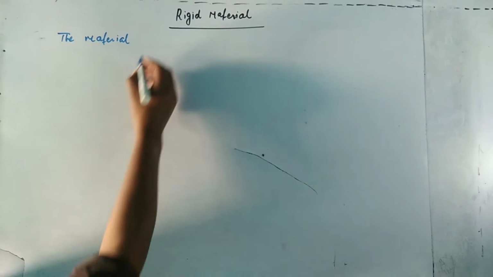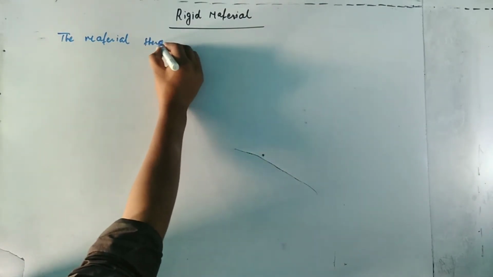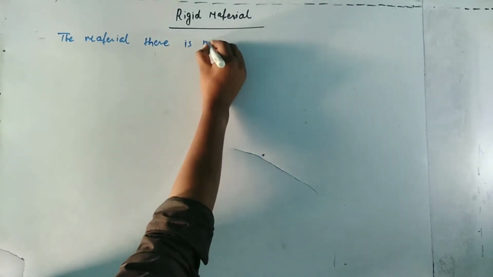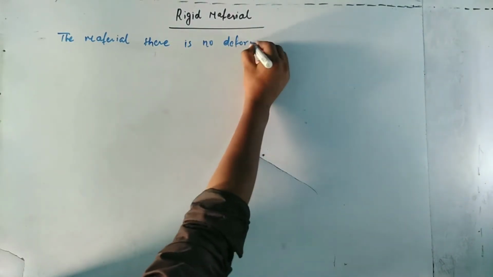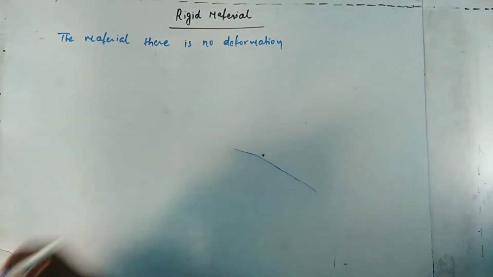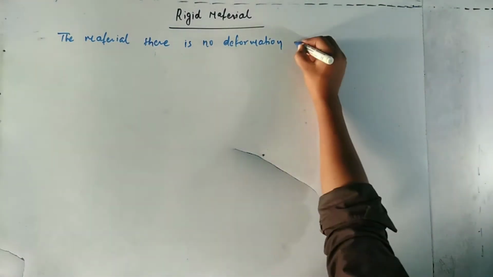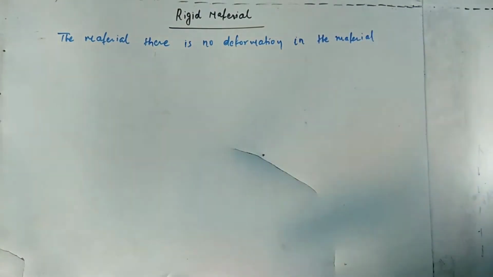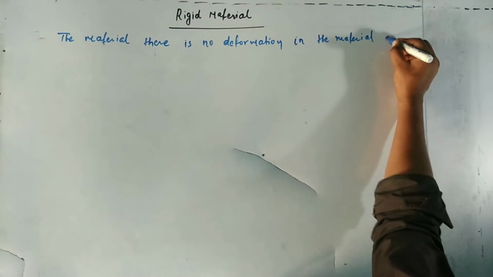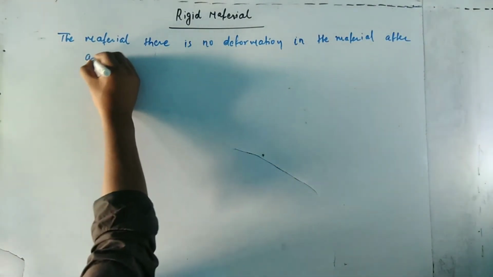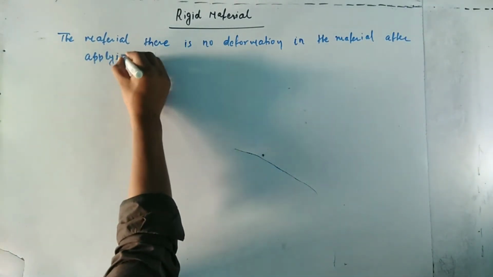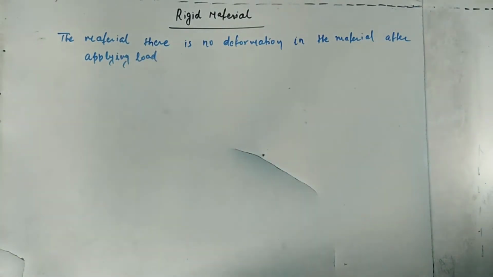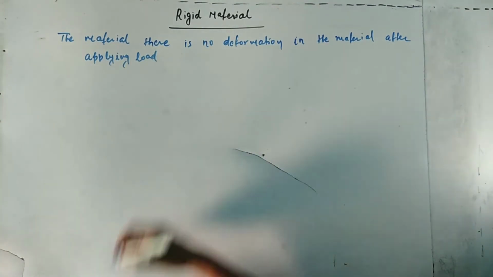What is rigid material? Rigid material is that type of material where, when we apply force on the material, there is no deformation. No deformation takes place on the material. This type of material is called rigid material. In the rigid material, the strain is equal to 0 because there is no deformation, that is, no change in shape and size. So this is called rigid material.